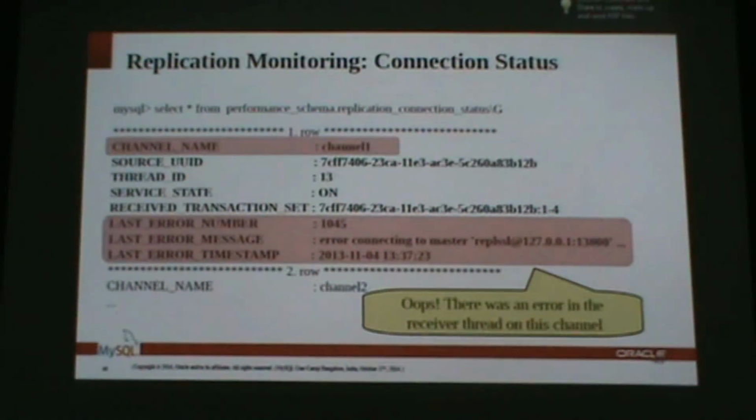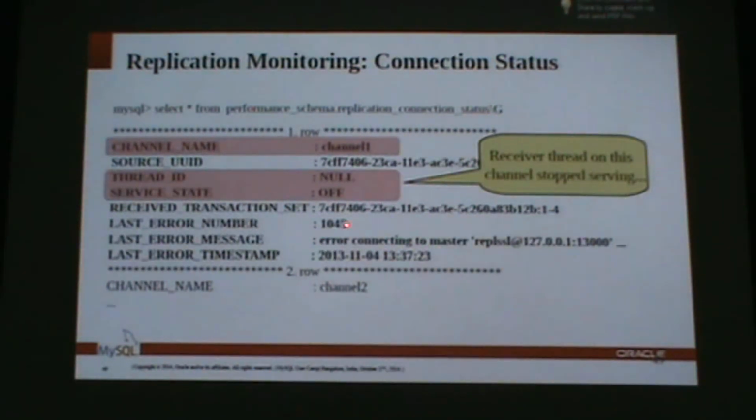Connection status. But even with the connection error, the status will be on service state. Immediately after you get the error, the service state of the channel will be off, and there will not be any thread ID. So this is the final state if you have an error. You can see that service state is off, something went wrong, and you can see the error also.